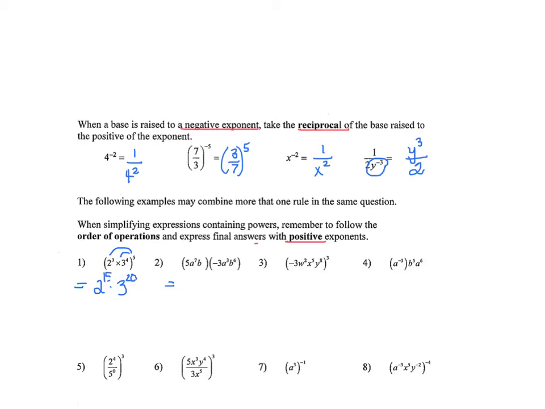In the next case, I'm actually multiplying two monomials together. So I do that by multiplying the coefficients first. So I'm going to multiply 5 times negative 3. That will give me negative 15. Then I'm going to multiply a to the exponent 7 times a cubed, which will give me a to the exponent 10.